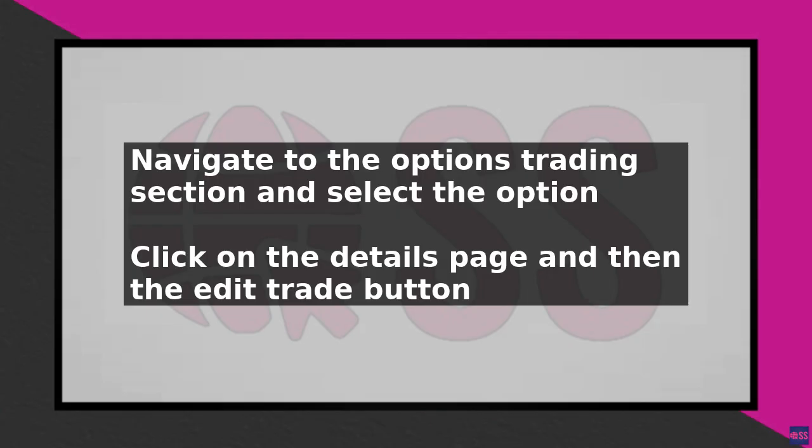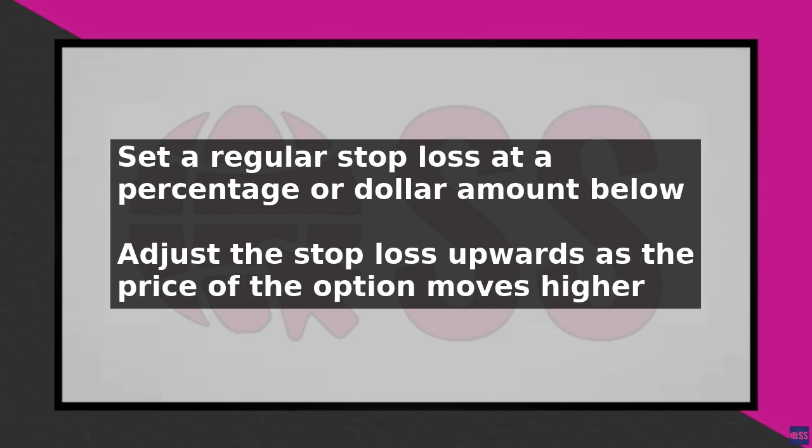As the price of the option moves higher, you can adjust the stop loss upwards to maintain the same percentage or dollar amount below the new price. For instance, if the option price increases to $12, you could adjust the stop loss to $9.60, which is still 20% below the new price.